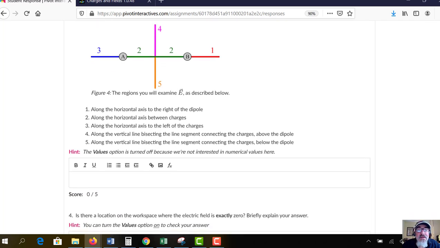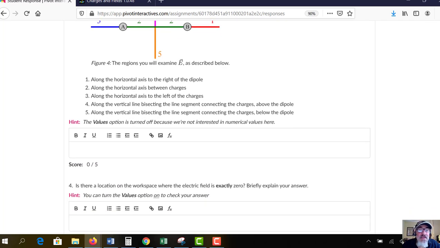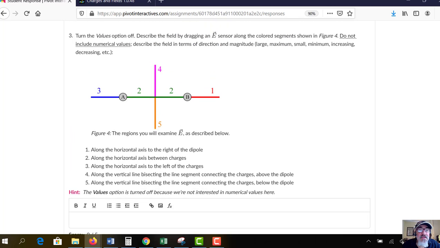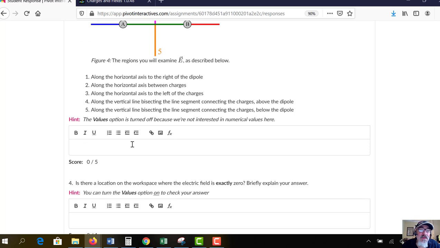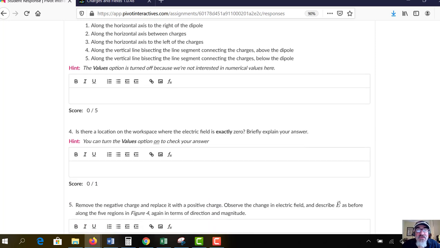Okay, so we're not really interested in the values. We're just looking at, as it says here, turn off the values, describe the field by dragging the sensor along here and so on, along the other ones. So this part's worth 5 points. 1, 2, 3, 4, 5. What happens in the first region, second, third, fourth, fifth? Okay, and is there any place where you can find 0?